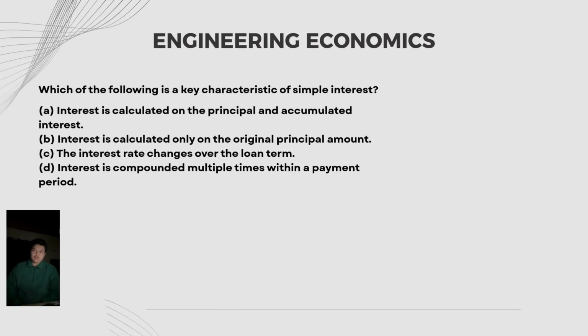Interest rate. So here I prepared some questions. Number 1: Which of the following is a key characteristic of simple interest? A. Interest is calculated on the principal and accumulated interest. B. Interest is calculated only on the original principal amount. C. The interest rate changes over the loan term. D. Interest is compounded multiple times within a payment period. So the answer here is B.